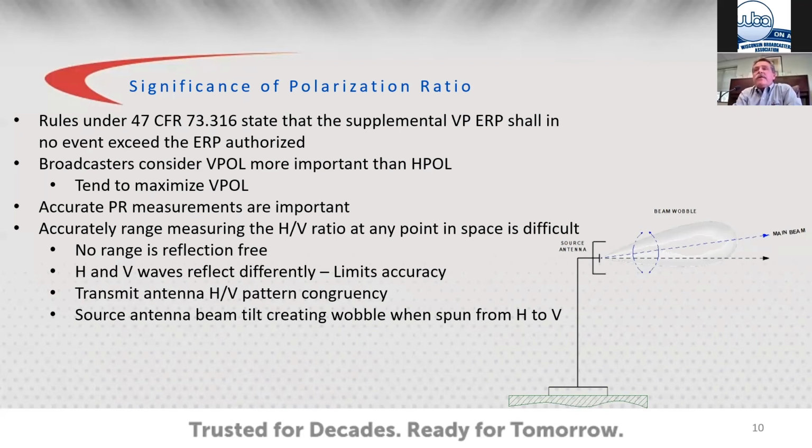Accurately measuring HV ratio is very difficult. As I said, no range is reflection free, and the fact that horizontal and vertical waves reflect differently all limits the accuracy. Also, you have to ask the question, are the H-pole and V-pole patterns coming from the source antenna the same? If there's any beam tilt on the source antenna, as you rotate that antenna from horizontal to vertical polarization, that basically creates a wobble, which again introduces error into the measurement. So it's a tricky measurement for sure, and all these possible issues can be eliminated and removed with computer simulation.